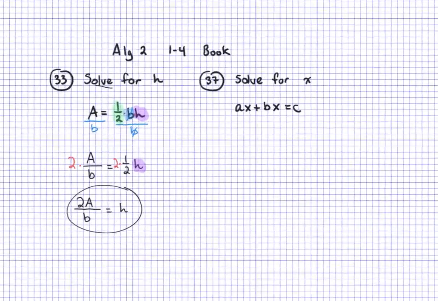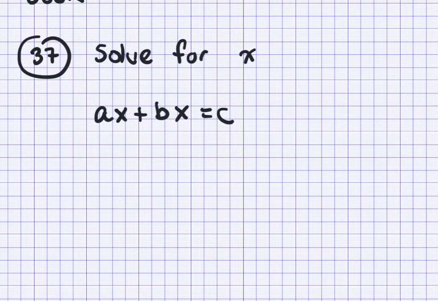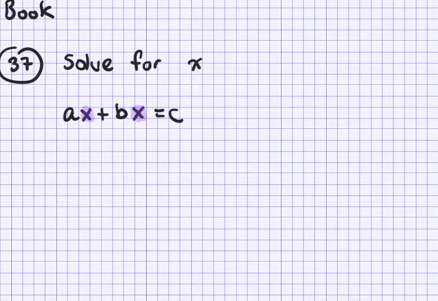Well, how would I attack a problem like number 37? Solving for x. Again, we need to get x by itself right here, but there's two of them. So what do we do? Well, there are two ways to approach it, but let me just look at this right here. What if I had 3x plus 4x? What would you do in this case? Well, most people say, oh, combine like terms and I get 7x. Sure, but what did you do?